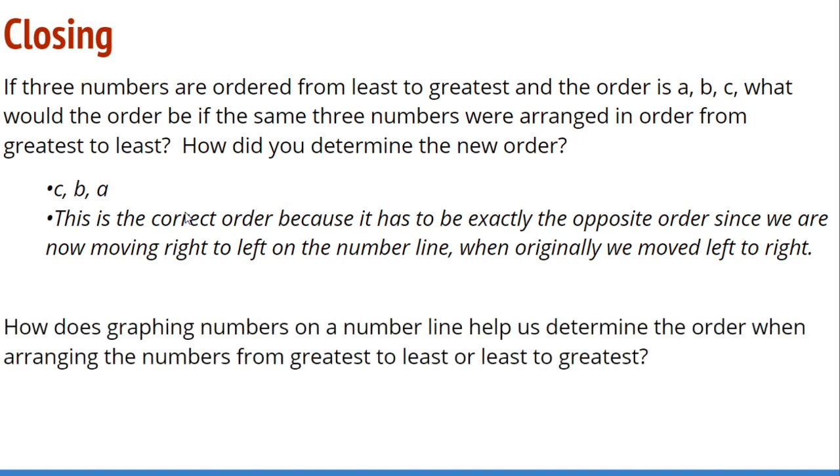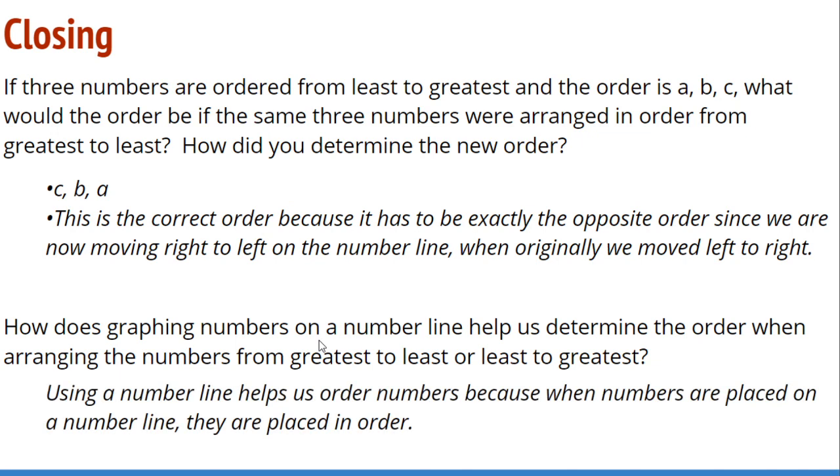So how does graphing numbers on a number line help us determine the order when arranging the numbers from greatest to least or least to greatest? Well, hopefully you're thinking to yourself that using a number line helps us because we can see where the numbers go on the number line compared to each other. Instead of having to think of this abstractly with nothing to look at, putting them on the number line helps us see what is actually happening.